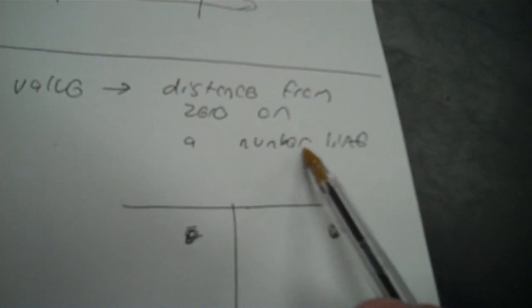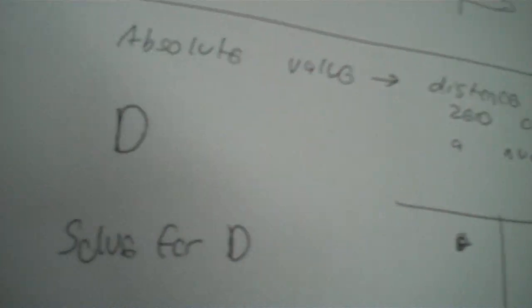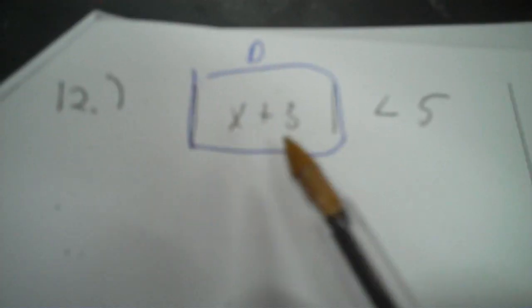Now, absolute value. This is an absolute value bracket. You got the absolute value of x plus 3 less than 5. Okay. Now, absolute value means distance from 0 on a number line. To solve for a variable inside an absolute value, you are going to want to box that up and use D. D stands for distance, okay? Then you're going to want to make a table with the inside of your absolute value on both sides. It becomes a compound inequality, okay?